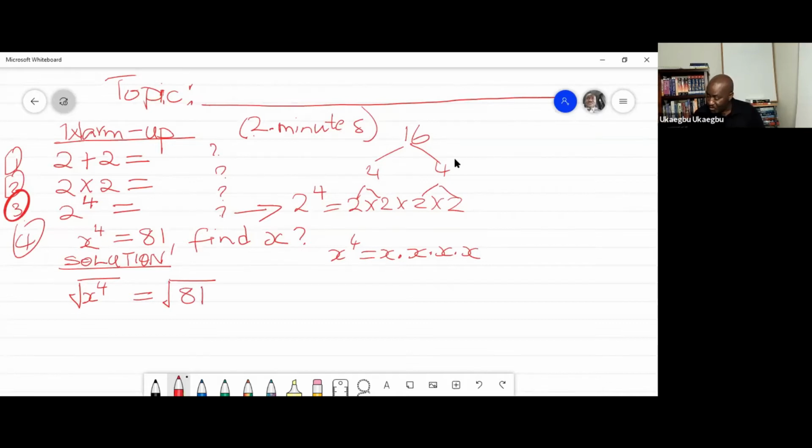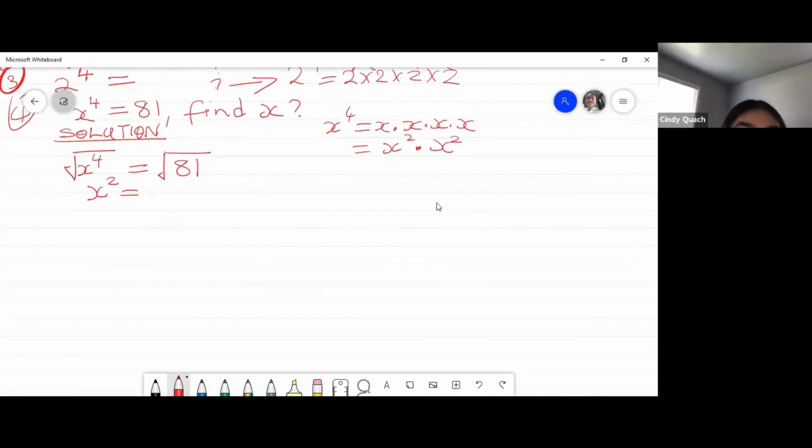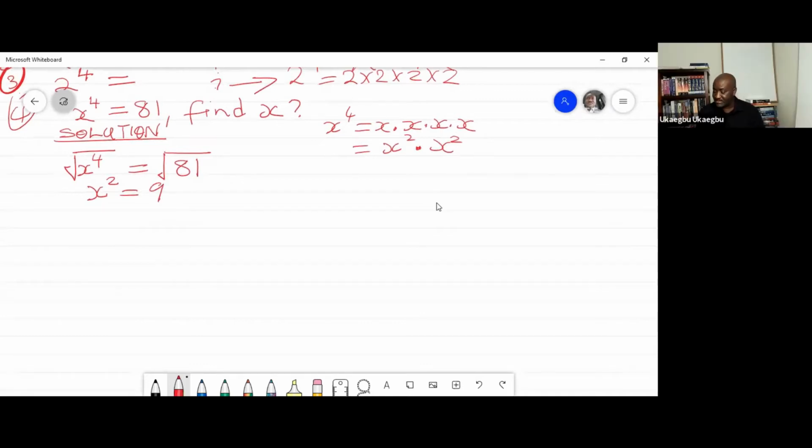X raised to power 4 can also be written as x raised to power 2 multiplied by x raised to power 2. So if you take the square root of x raised to power 4, it is going to give you x squared equal to... So what is the square root of 81? Somebody unmute yourself and respond. What's the square root of 81? 9. That's correct. The square root of 81 is 9.